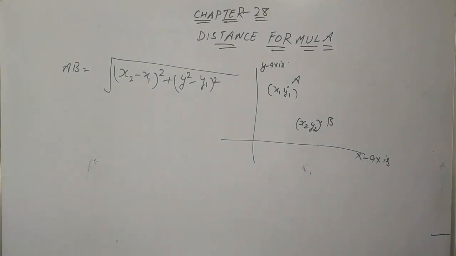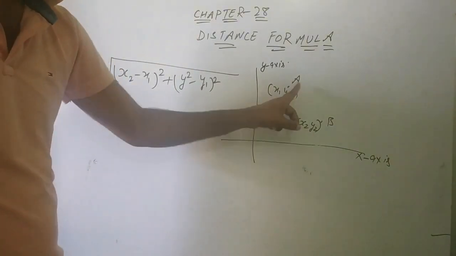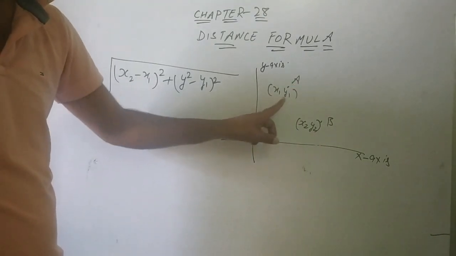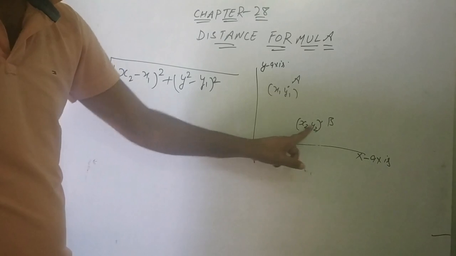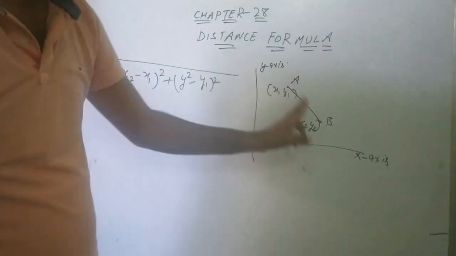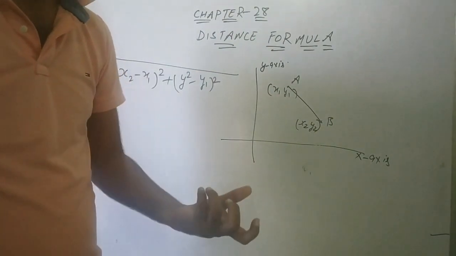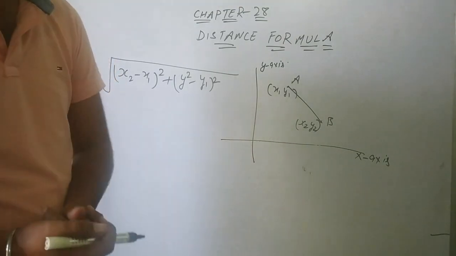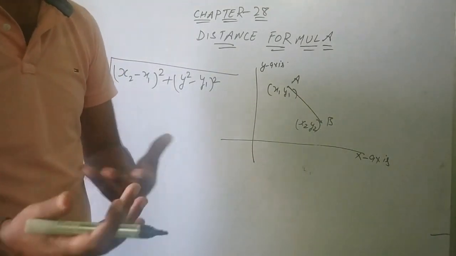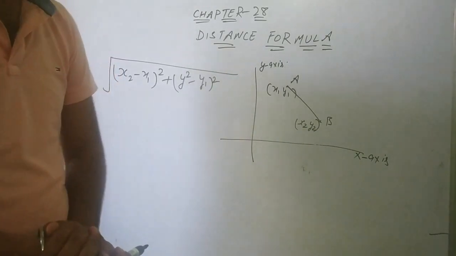So let's take a plane, XY, in which we have 2 points A and B. The coordinates of A are x1, y1 and the coordinates of B are x2, y2. And we have to find the distance between A and B. One way is that with the help of a scale you can find the distance. But if we don't know where to draw the line, then we can find the distance between A and B by using the distance formula.